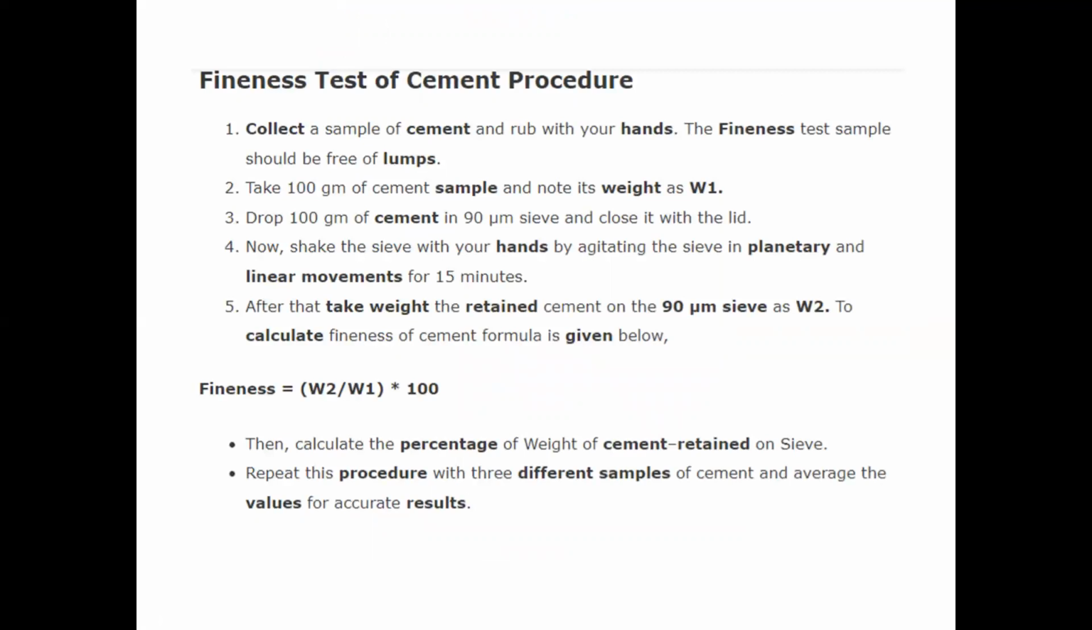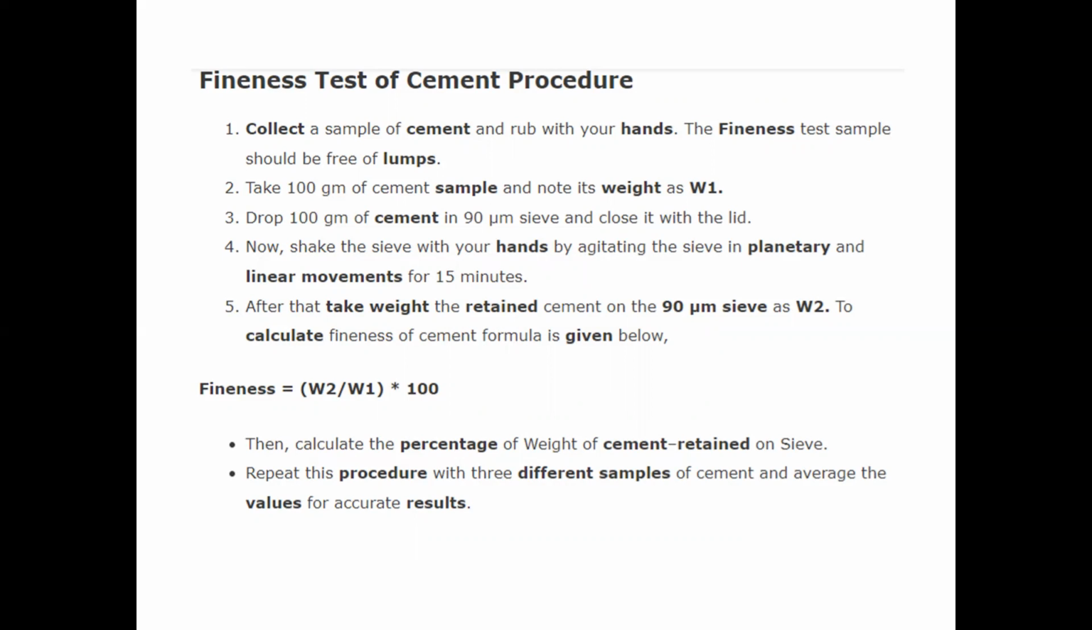The fineness test of cement procedure, again, I repeat. First, you have to collect a sample of cement and rub it with your hands. The fineness test sample should be free of lumps. Take 100 grams of cement sample and note its weight as W1. Drop the 100 grams of cement in the 90 micrometer sieve and close it with a lid. Now shake the sieve with your hands by agitating it in planetary and linear movements for 15 minutes. After that, weigh the cement retained on the 90 micrometer sieve as W2.